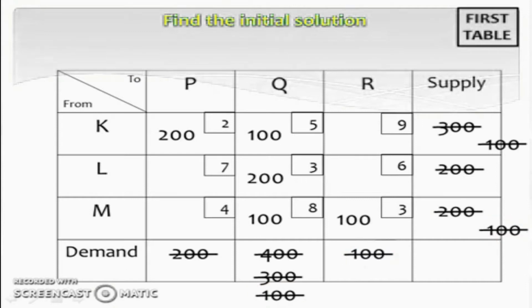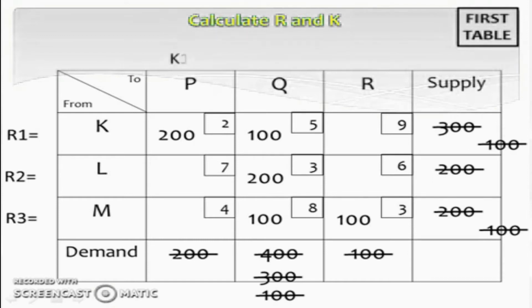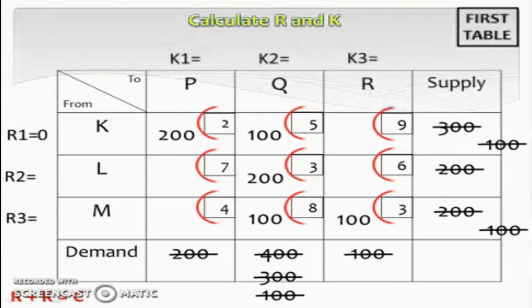After we solve for the initial solution, now we need to proceed in finding the optimal solution. The first step in solving for the optimal solution is to calculate the values for R and K. R represents the rows and K represents the columns. In solving for all R's and all K's, R1 must be equal to 0. And we will solve the remaining R's and K's by using the formula R plus K is equal to C, wherein C is the transportation cost.